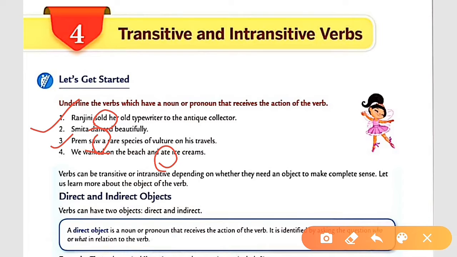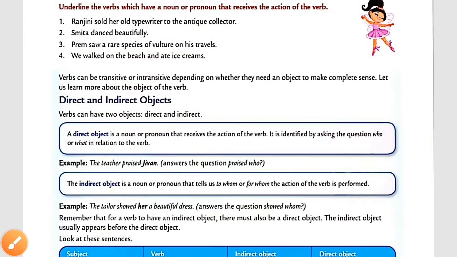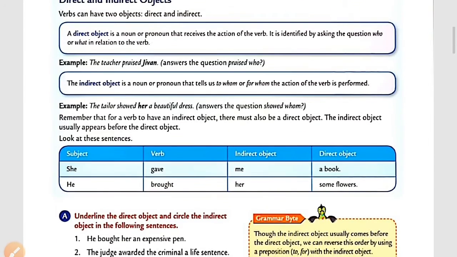Move to next. Verbs can be transitive or intransitive, depending on whether they need an object to make complete sense. Let us learn more about the subject or object of the verb. Direct and indirect object. A verb can have two objects, direct and indirect. What is a direct object and an indirect object? In the following lines we will come to know.